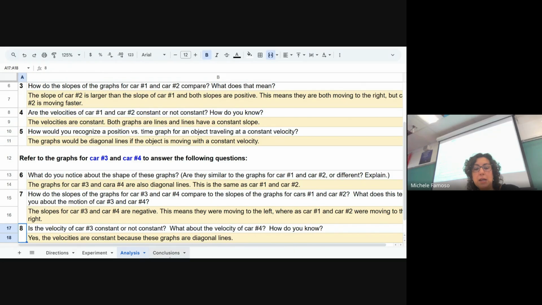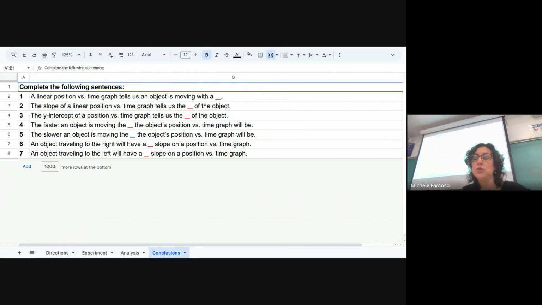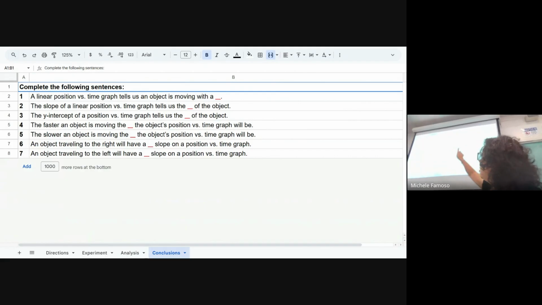All right, let's use that information to fill in the blanks for these 7 statements on the conclusions tab. Please don't change the font or the color. We're going to type on all those little red lines. So I should be able to just see your answer in red to fill in the blank.